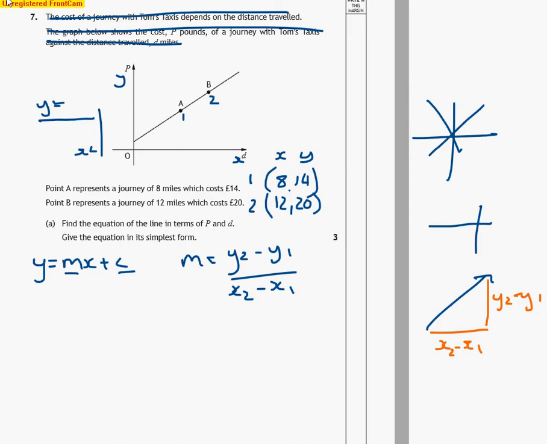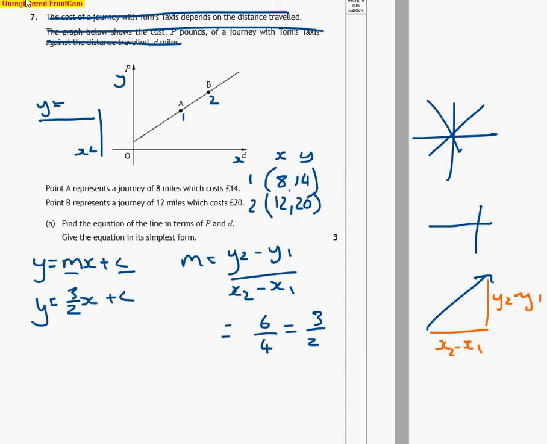Okay, so let's work that through. So 20 minus 14, that's going to give us 6. And on the bottom, x2 minus x1, 12 minus 8 is going to give us 4. 6 divided by 4. They both divide by 2, so it's going to give us 3 over 2. Okay, so right away we've got our gradient. So we can now say y is equal to 3 over 2 x plus c.